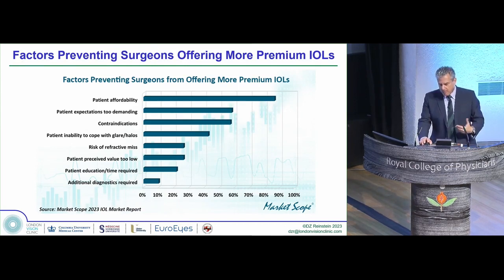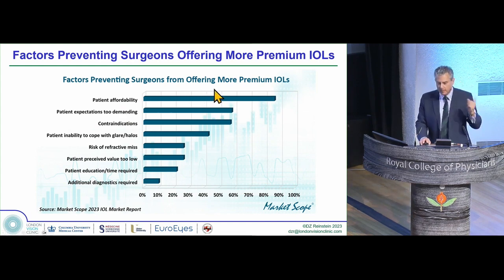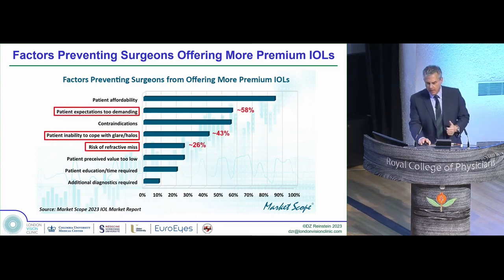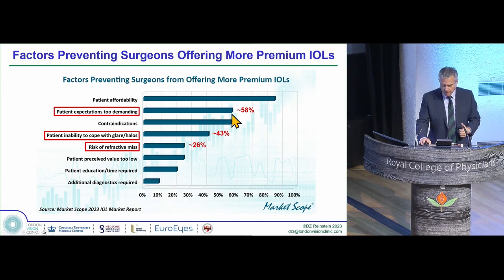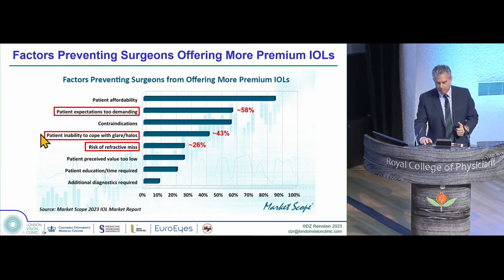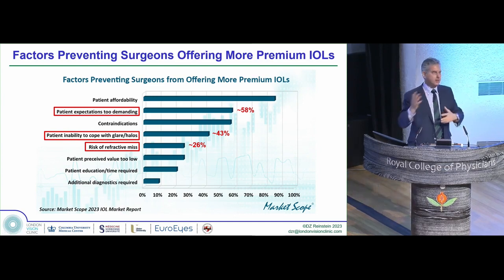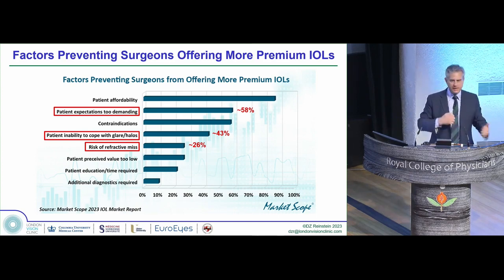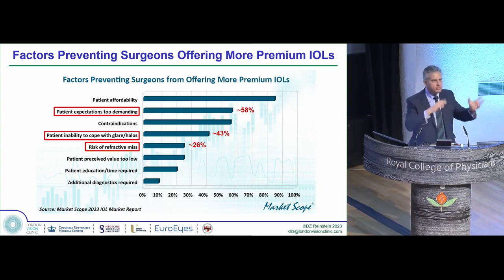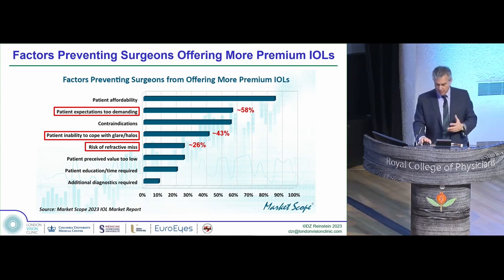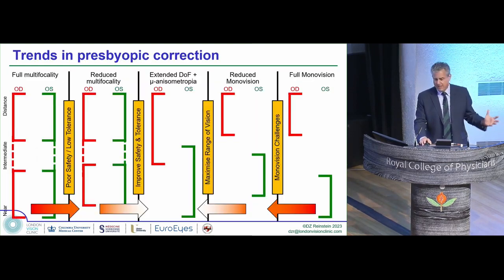This is a market scope survey where they were looking at what are the factors preventing surgeons from offering more, like why aren't surgeons pushing premium lenses? Mostly it was patient affordability, but patient expectations too demanding, patient inability to cope with glaring halos, risk of refractive miss. In other words, these are the factors that we were talking about where you have to do a 20-minute interview of the patient about their personality, how finicky they are, what their expectations are, and their perfectionism. Again, we don't have to do that if they pass the plus 150 test.